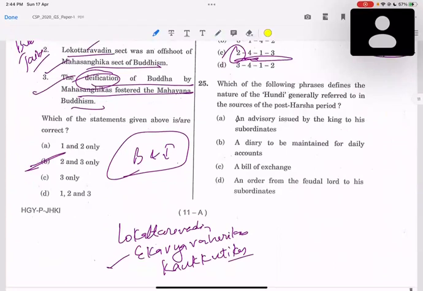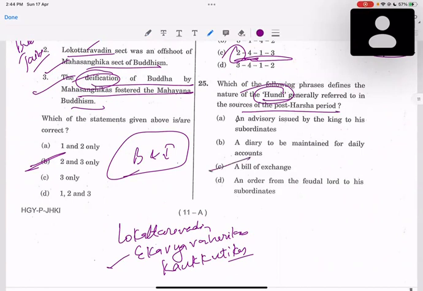All right. Which of the following phrases defines the nature of hundi, generally referred to in the source of post-Asha? Hundi is a very common term. You do read about it in the current economics section also. Simple question, the answer would have been C, 25 plus C. So, a direct question.